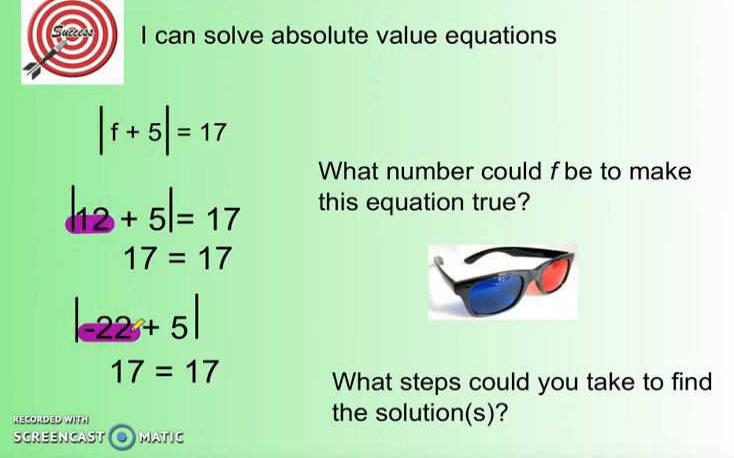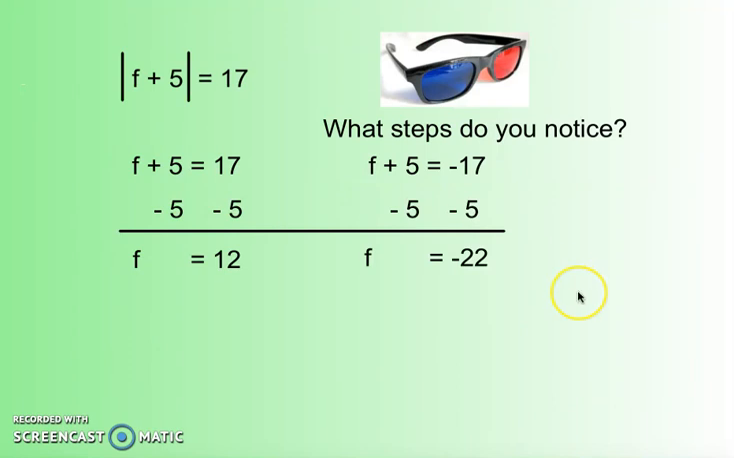How do we get those answers? Those of you that maybe got the 12 but did not get the negative 22, how could we get that negative 22? Well, let's look at this problem a different way. What do you notice? Well, I notice that the f plus 5 remained exactly the same. But on the right side, where the 17 is by itself and there's no absolute value symbols around it, I notice that there's a positive version of it and then there's a negative version of it.